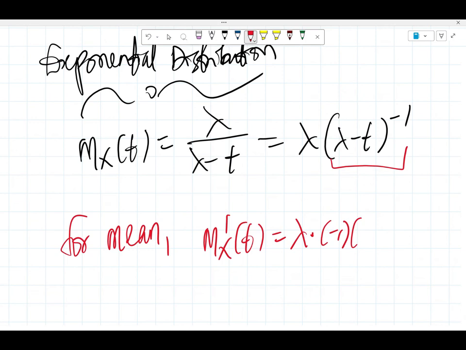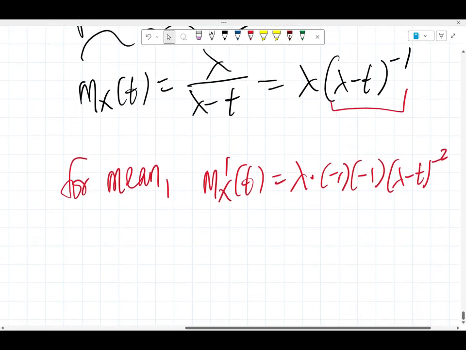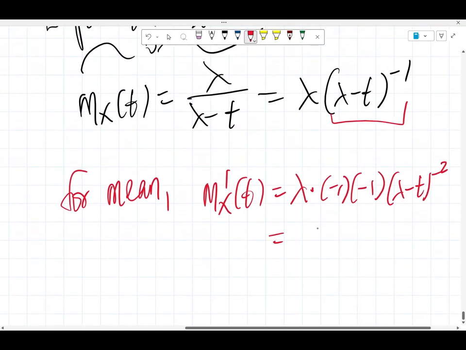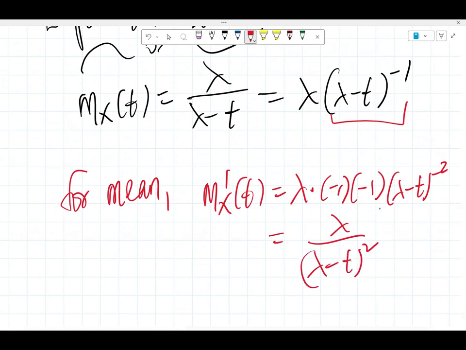Differentiate minus t with respect to t, you get minus 1 again. Then you now have lambda minus t raised to minus 2, because you reduce the power by 1. So this is now minus and minus is plus. So you have lambda over lambda minus t all squared.